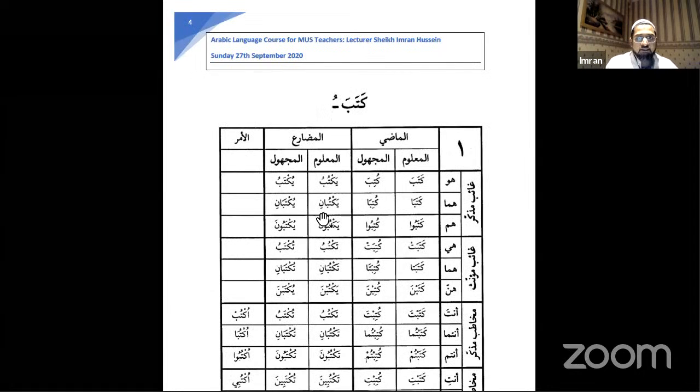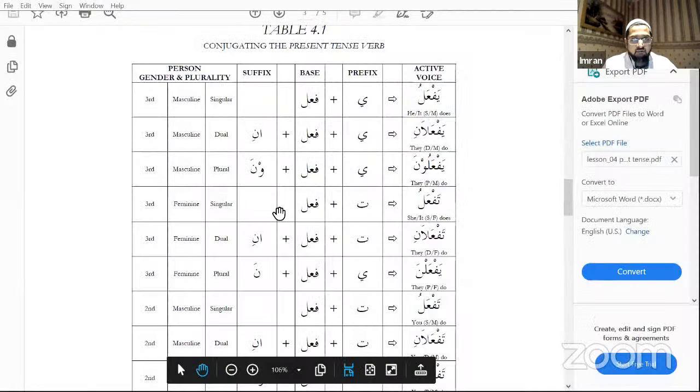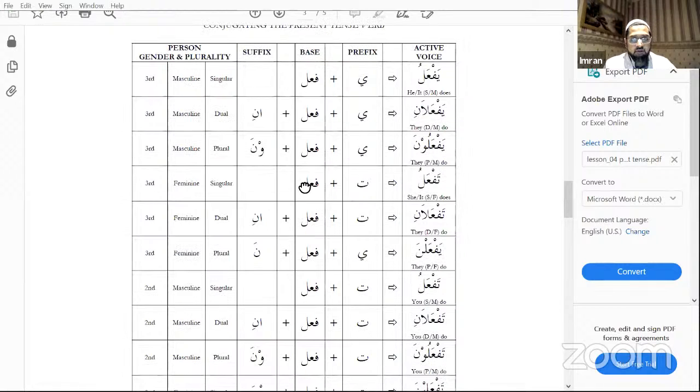Let me just try to change it to the other one. Give me 2 seconds. I've got another slide. I think I do. Yes, I do. Just 1 second. Right. Okay. Can everyone see the slide? So this is the slide.